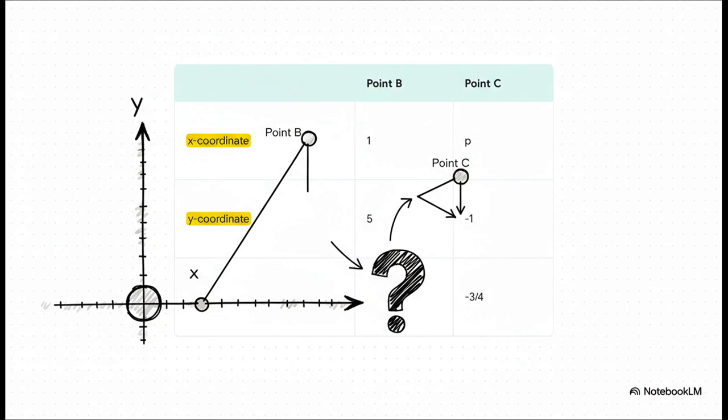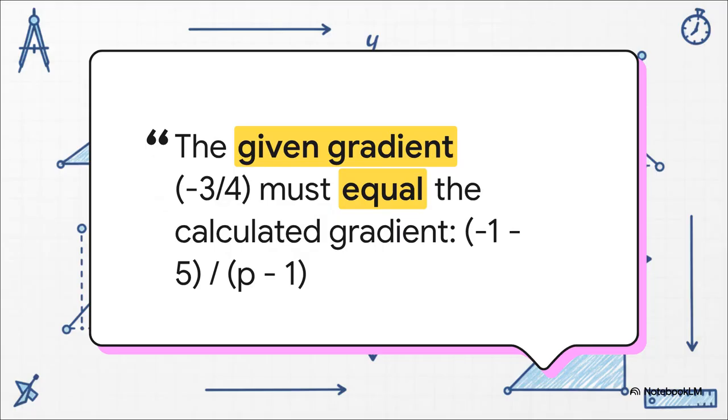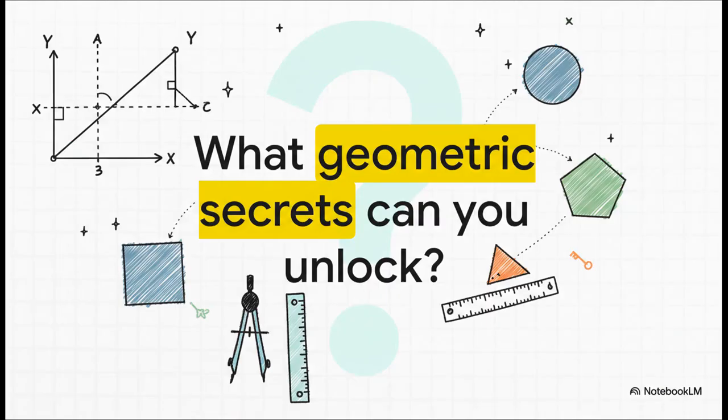All right, one final test for our new toolkit. The source gives us 2 points, B and C, and it tells us the gradient of the line that connects them. But here's the catch. One of the x-coordinates is a mystery. It's just called p. Let's see if we can figure it out. Here's the big idea. We actually have 2 different ways to think about the gradient here. We can calculate it ourselves using the formula, the change in y over the change in x, and we're also given the value, which is -3/4. Since they're both describing the exact same line, they have to be equal to each other, and that gives us one last equation to solve for p.